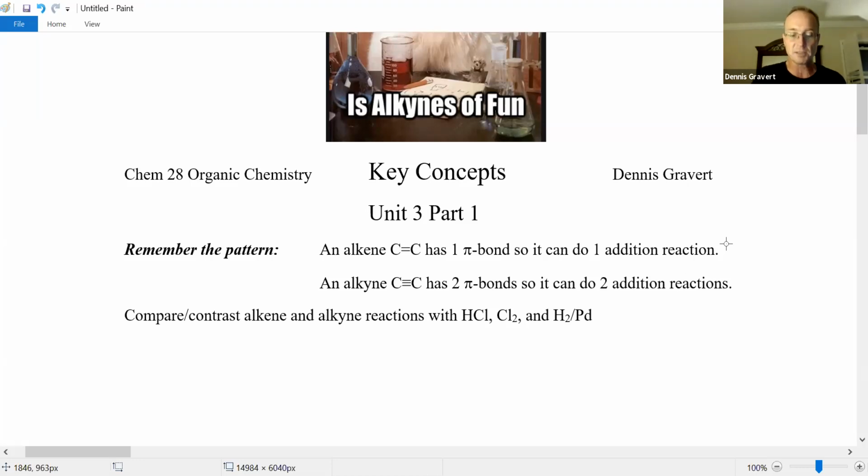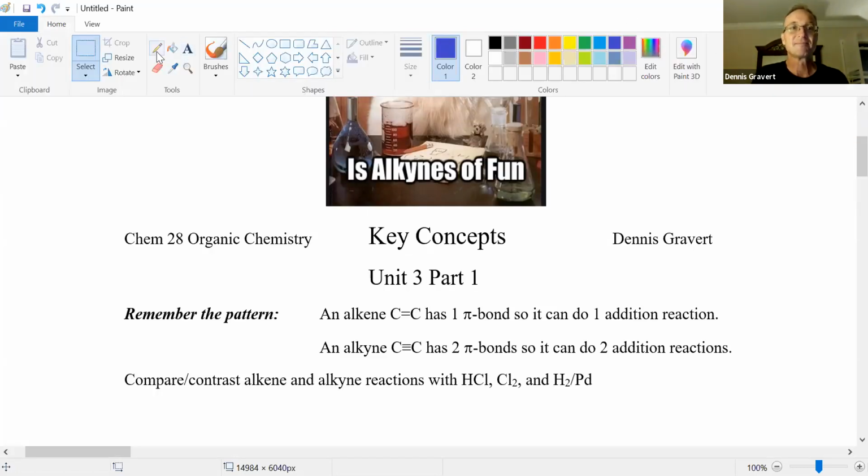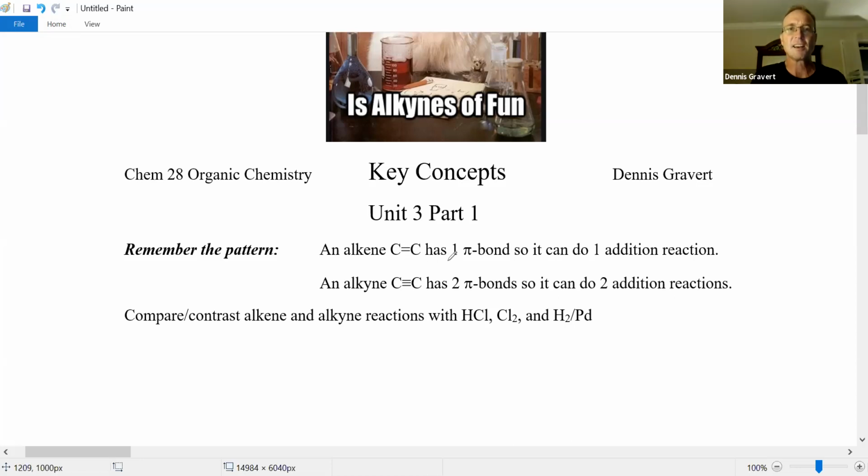So if you know this pattern, meaning that you know what a double bond does, usually there's some reagents that will remove the pi bond, change a double bond into a single bond, and then add some atoms or functional groups. That's the usual reaction pattern for alkenes. Alkenes have one pi bond and then add one set of reagents. Well, the triple bond has two pi bonds, so just do the alkene reaction twice. Each pi bond gets to add some reagents, so it happens twice.